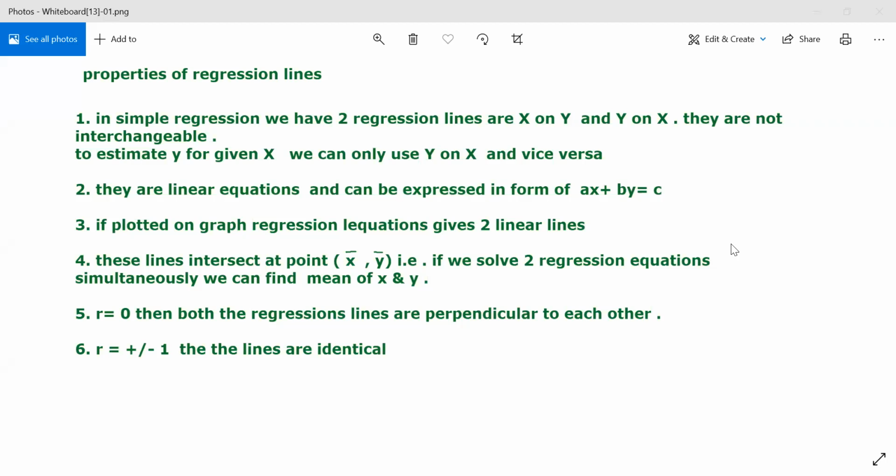Before we learn regression further, we should know some of the properties of regression lines. Because we have two regression equations, one is x on y and the other is y on x, and these are not interchangeable.